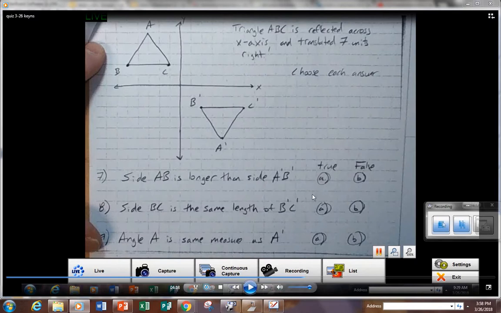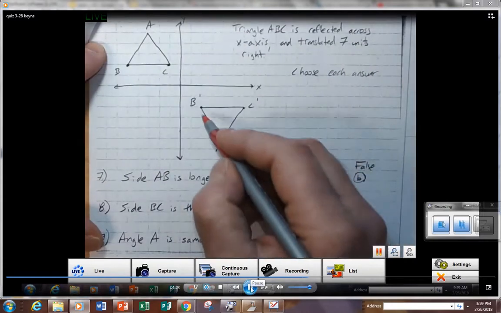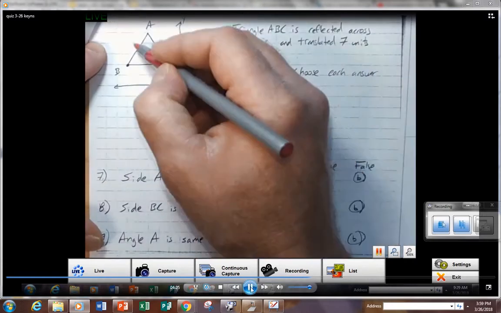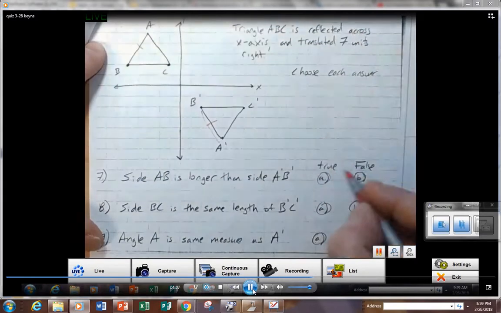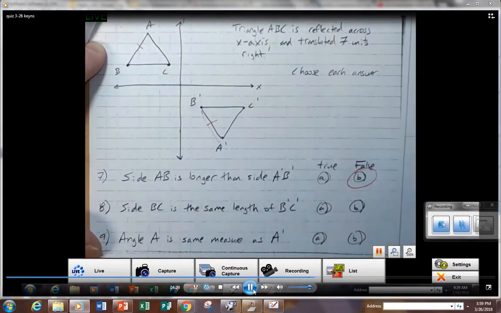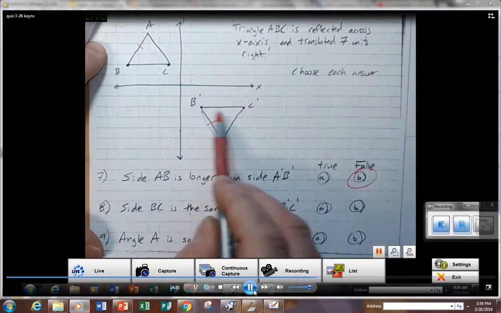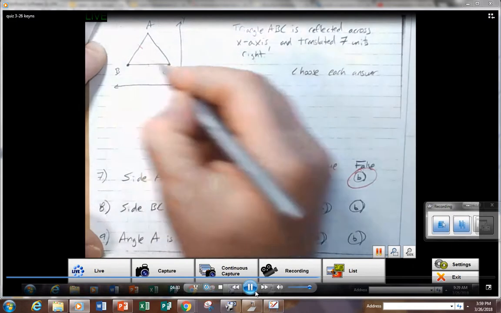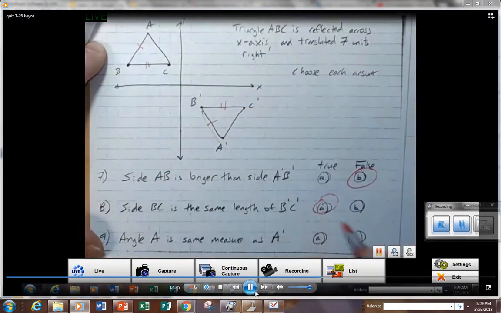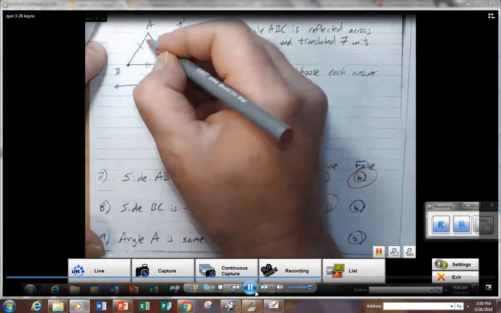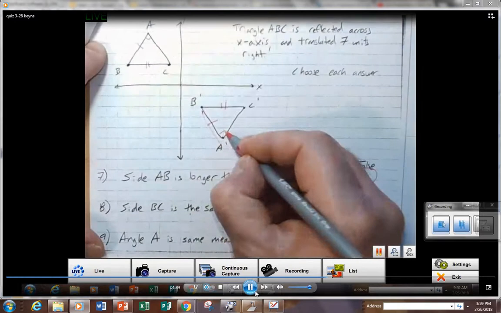So when I give you that statement, AB is longer than side A'B', that would be false. Those are the same sides. If I look at BC the same as B'C', that would be true because they're congruent, same length, same in every way. Angle A is also equal to A', so that would be a true statement as well. That is true.